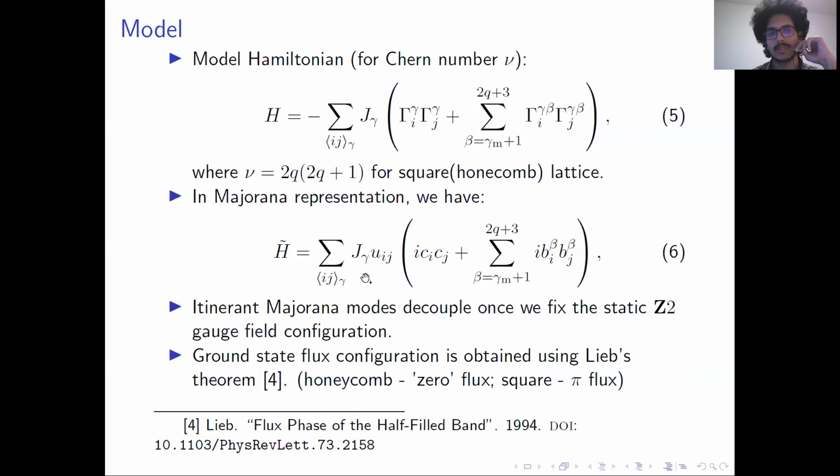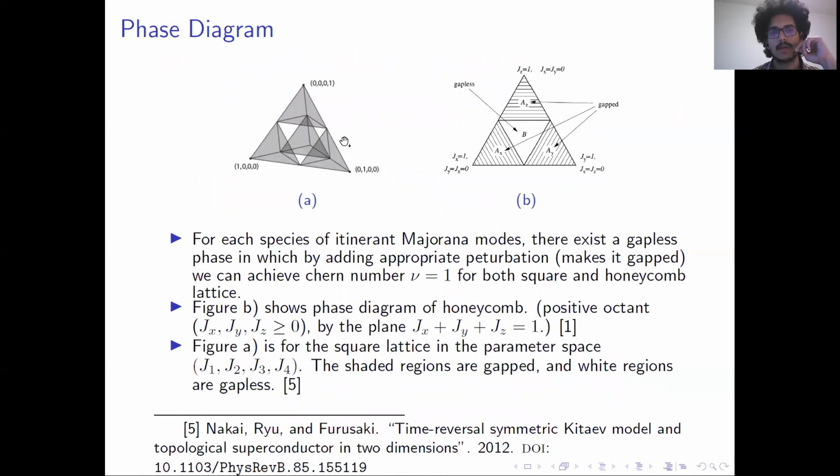We can even study the ground state. So this is the phase diagram of the square lattice, and this is the phase diagram of the honeycomb lattice. You see that there exists a gapless phase in each case, and in our paper we show that we can find a perturbation which, when added to the Hamiltonian in this phase, achieves a Chern number of 1 for both square and honeycomb lattice. The form of this perturbation is straightforward for honeycomb. For square lattice, it can be developed analytically.